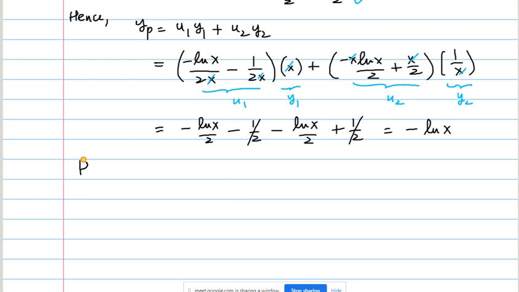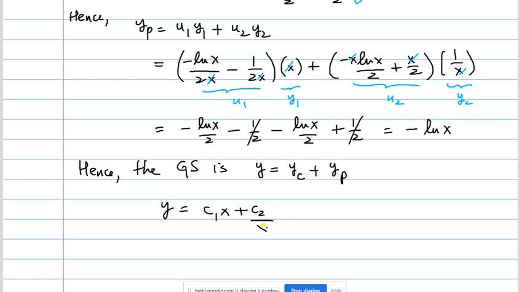Alright, so hence the general solution is, now the general solution, because I have found both yc and yp, now I can write the general solution. Yc was c1 x plus c2 x to the minus 1, so I can write c2 divided by x, and yp is minus log of x. So this is your final solution.